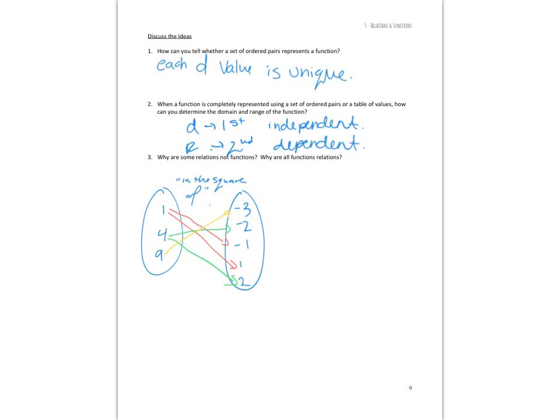Why are all functions relations? Because all of the information in a function is related. So the relationship between sets is described in a function, therefore it must be a relation.